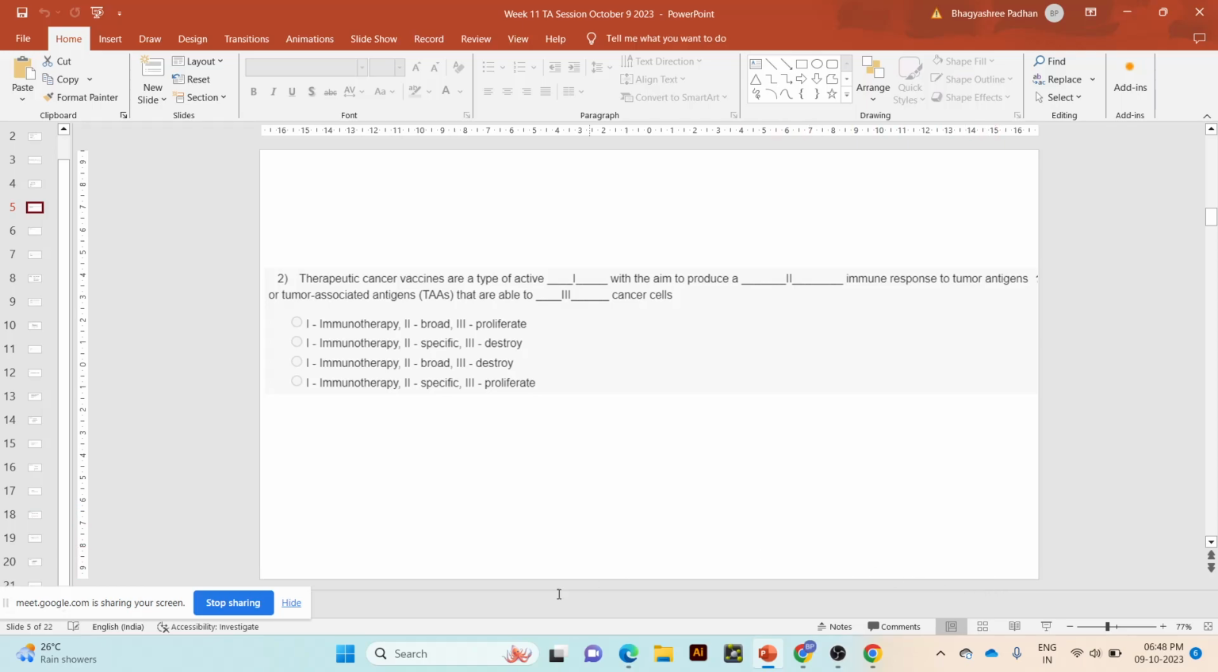And this was the second question. Therapeutic cancer vaccines are a type of active dash with the aim to produce a dash immune response to tumor antigens or tumor associated antigens that are able to dash cancer cells. So here the correct option would be the second option. So therapeutic cancer vaccines are a type of immunotherapy with the aim to produce a specific immune response to tumor antigens or tumor associated antigens that are able to destroy the cancer cells. So the second option would be the correct answer.